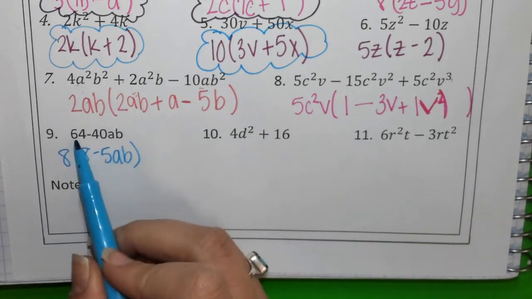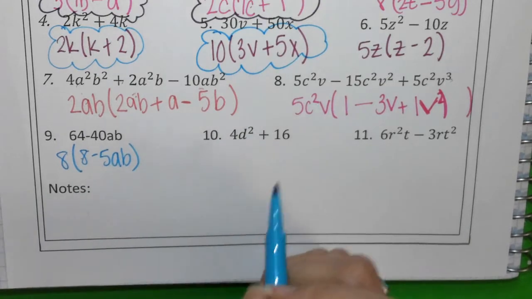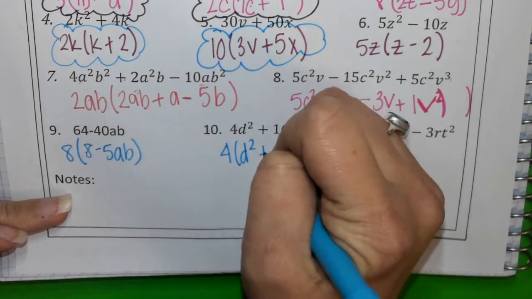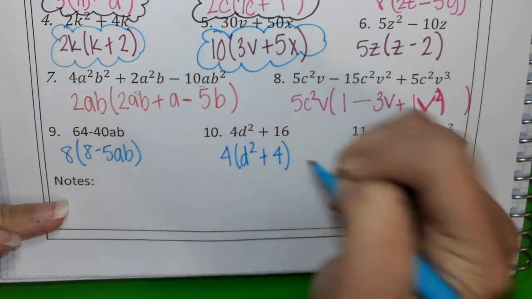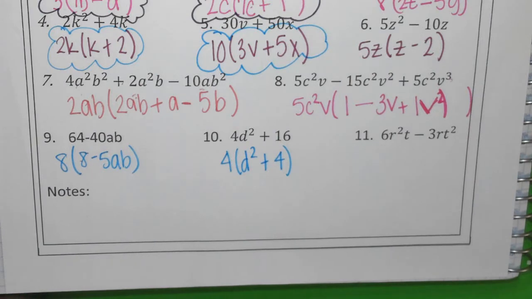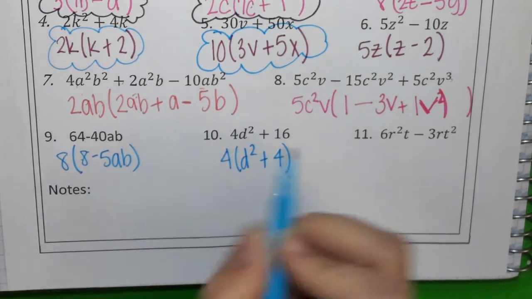For this one? That's not the biggest though. You need the biggest number. Alright, what's the biggest number that goes into 4 and 16? I had plus 4. Now, why is it not 4D on the outside? Because they both don't share a D. Good. This has D squared, this has nothing, so that doesn't work.